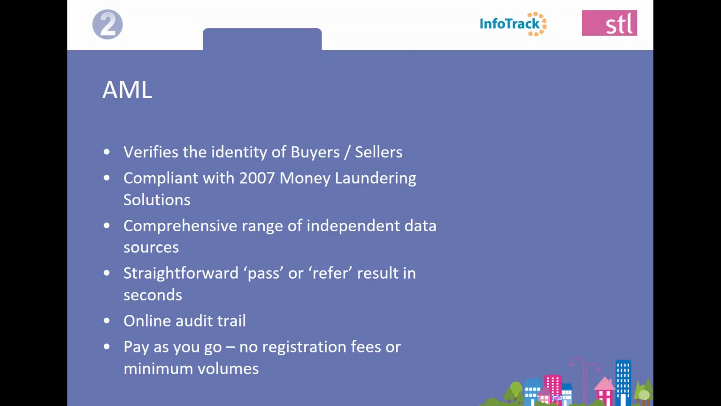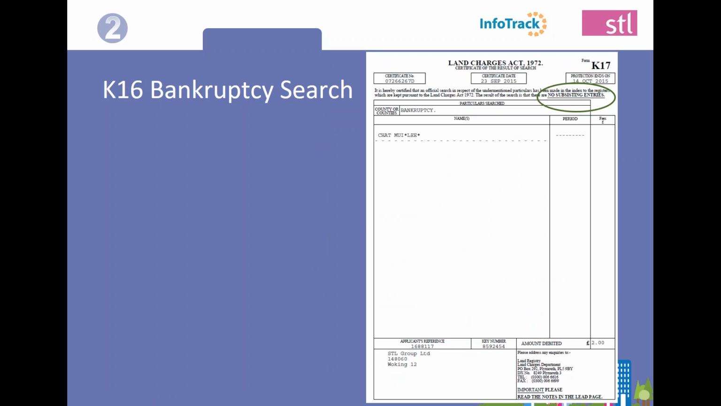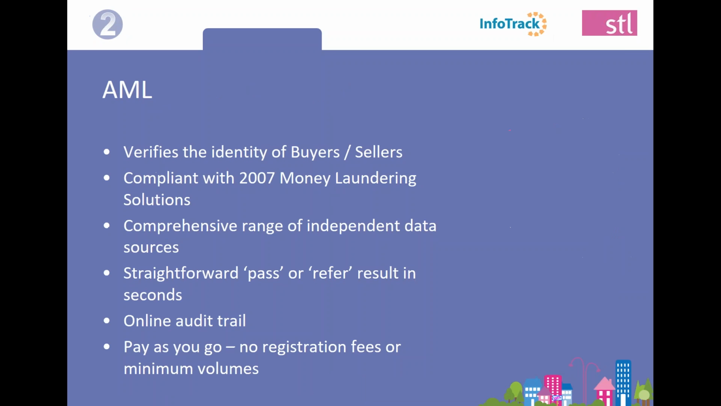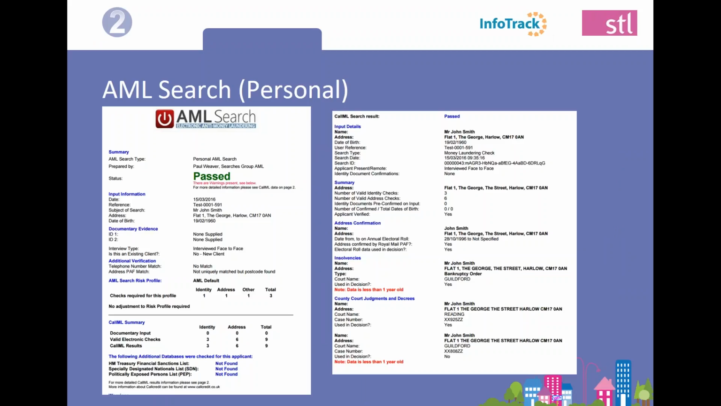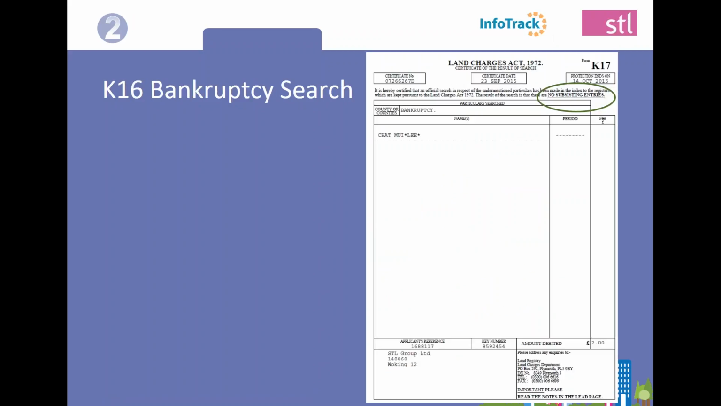The solution that InfoTrack offer is a pay-as-you-go solution, so there's no registration fees or minimum volumes. You just pay for the search up front. There's a copy of the AML search that you'd receive back, so you can see this one is a passed search, and you can see in red there that there's some data that's less than a year old, so any warnings would come up in red. Obviously, if that was a fail, then you need to make further inquiries to that particular individual.